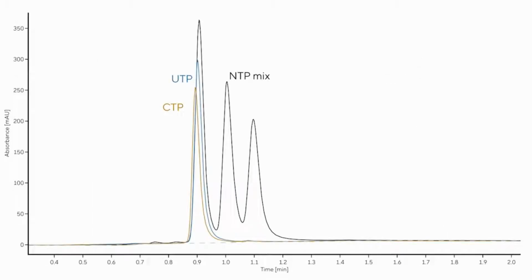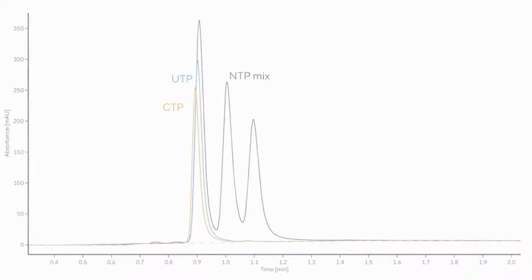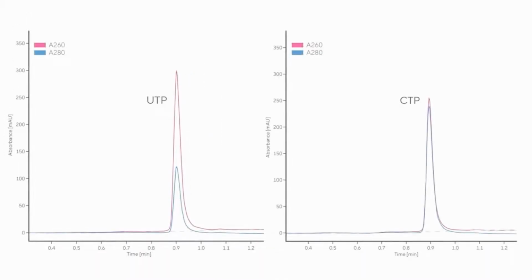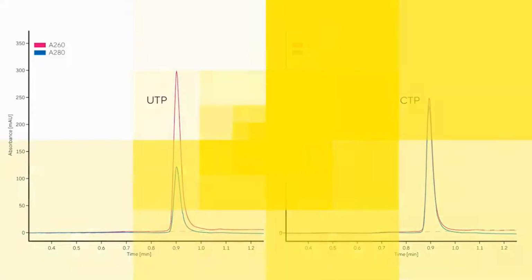CTP and UTP do coelute. Most of the time, this does not cause a problem, as ATP or GTP are usually the limiting nucleotide in an mRNA sequence. For when it does matter, we offer a mathematical formula that helps track the individual concentration of UTP and CTP using their different extinction factors and absorbance ratio at UV260 and UV280.